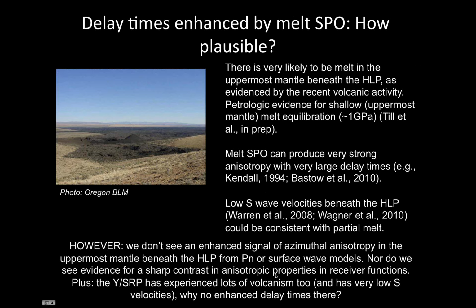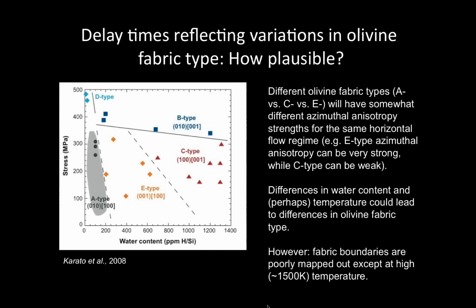Another problem is that if you think of the Yellowstone Snake River Plain off to the east, that's experienced lots of recent volcanic activity too, and probably about 10 times the volumetric production as we've seen in the HLP. So if melt SPO is the explanation for the large delay times in the High Lava Plains, why don't we see it beneath the Snake River Plain trend as well? So those are some problems with the melt model.